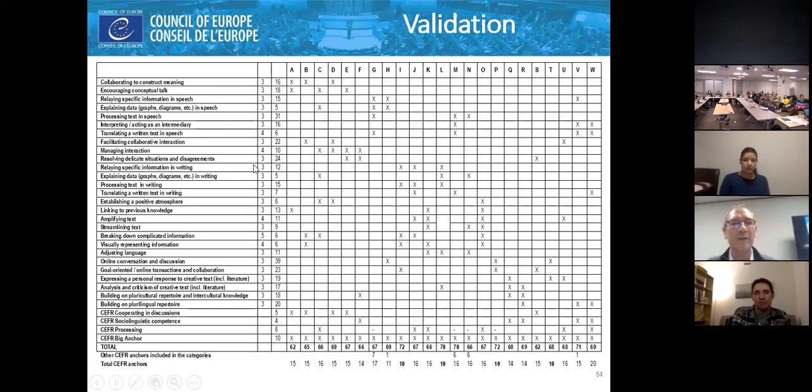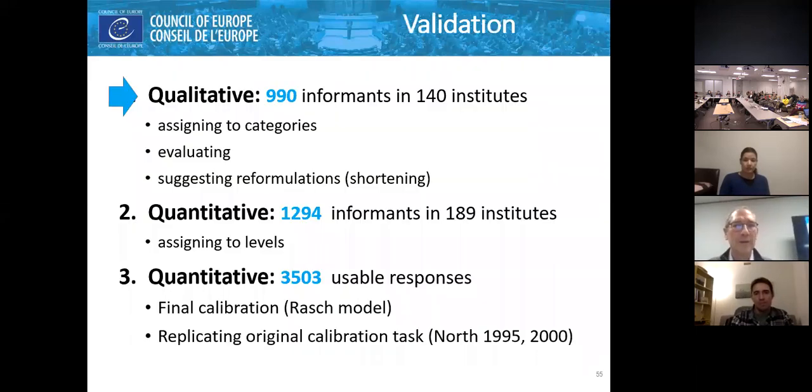So that is linking that together. So all of those different categories were looked at by 3 or 4 different groups of people, and it's done in such a way that the whole thing forms one data set. We had 990 informants working in pairs, and that was 445 pairs in 140 institutes. And as I said, they assigned descriptors to categories, they evaluated them for clarity, pedagogic usefulness, and relevance to the real world, and suggested formulations.